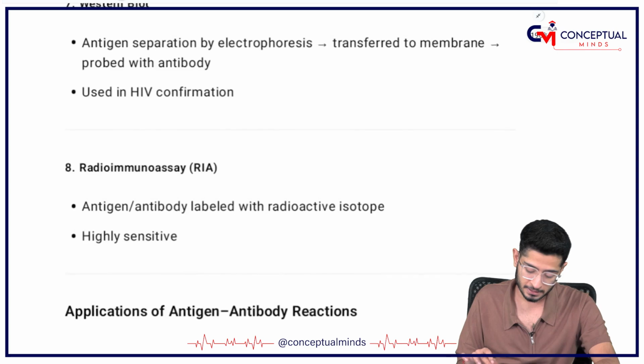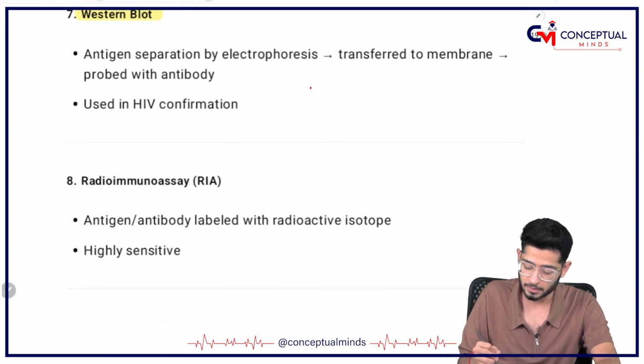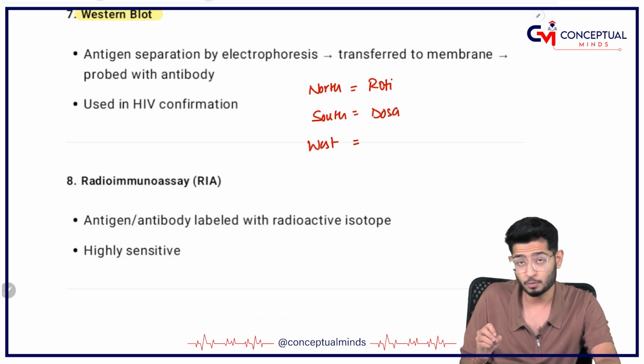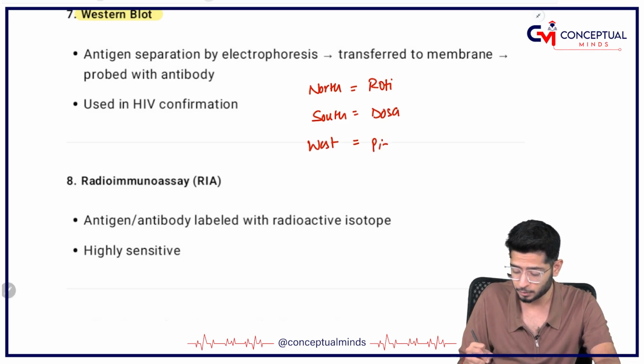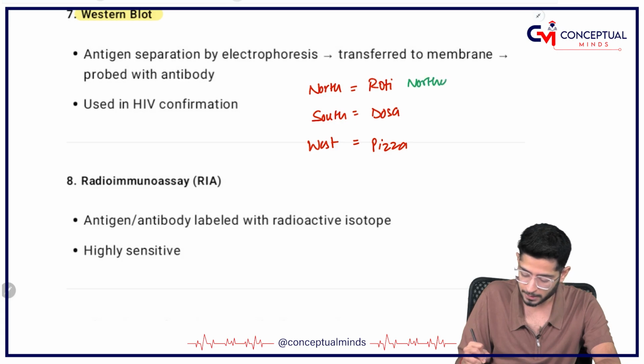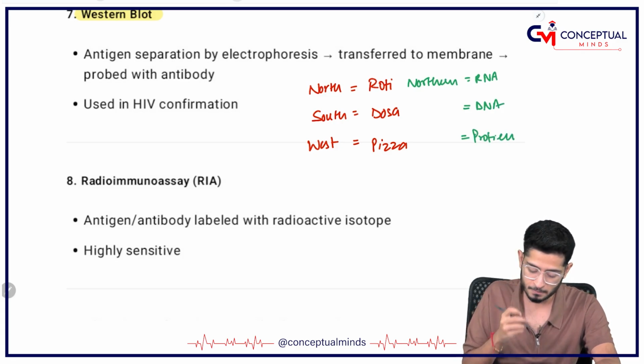Coming on to blotting techniques, so you have got Western blot. Alright, so simple, very simple trick. In North India, people love to eat roti. In South India, people love to eat dosa. In western parts of the country or in western parts of the world, people love to eat pizza. What does that mean? Remember, Northern blotting, my dear friends, is for RNA. Southern blotting is for DNA. Western blotting is for protein. Alright, easy to remember? Yeah.